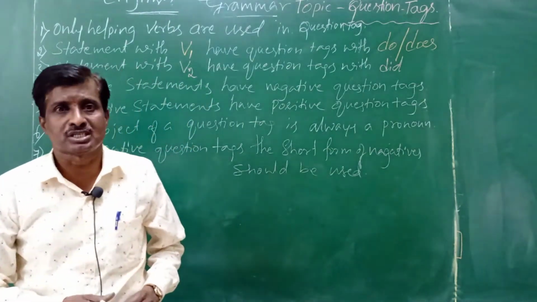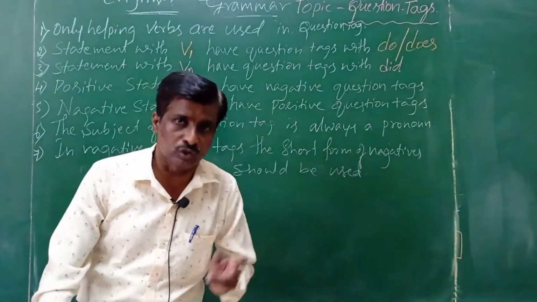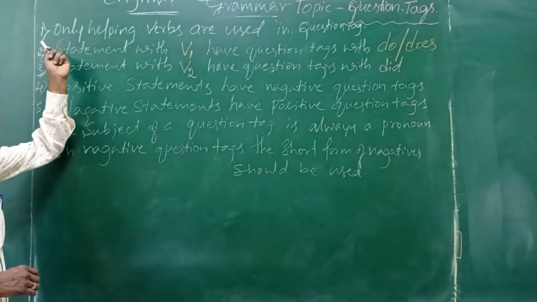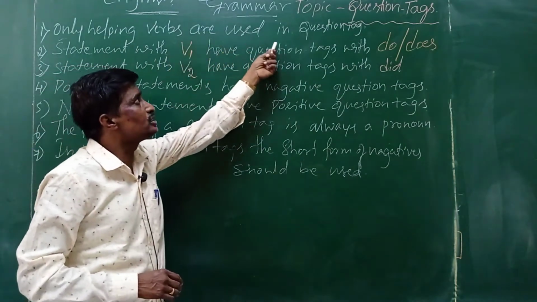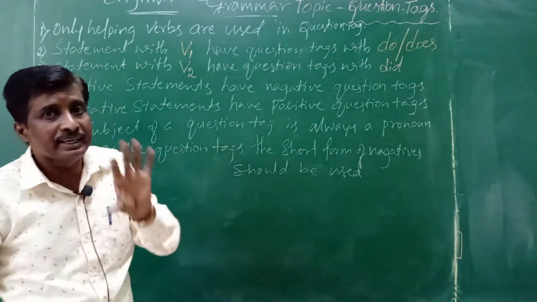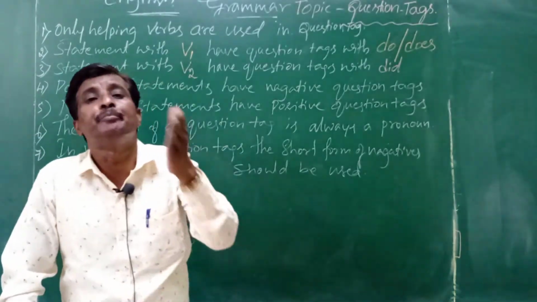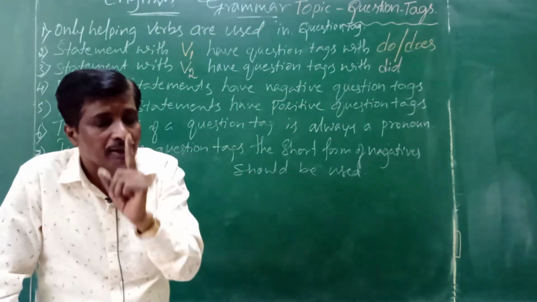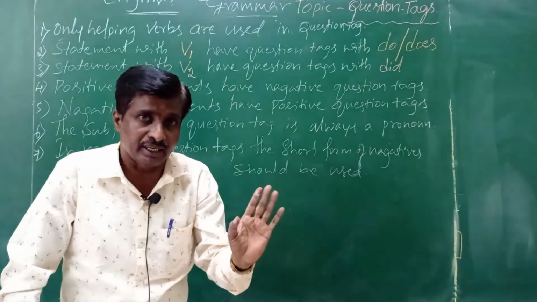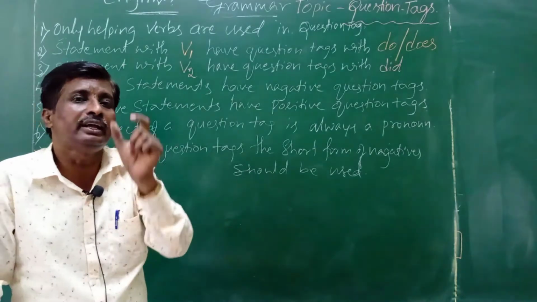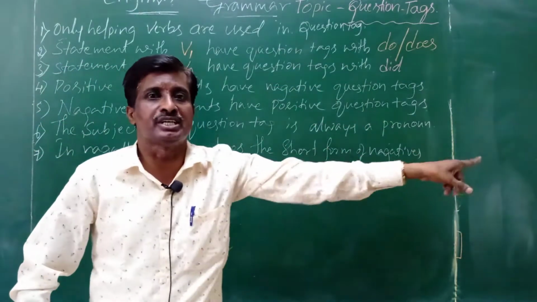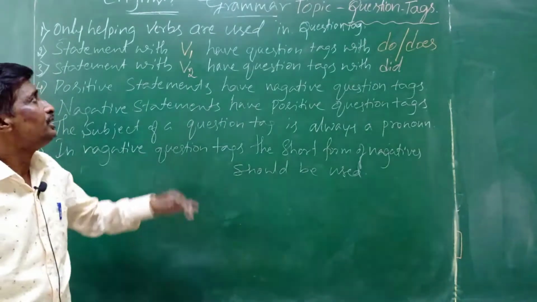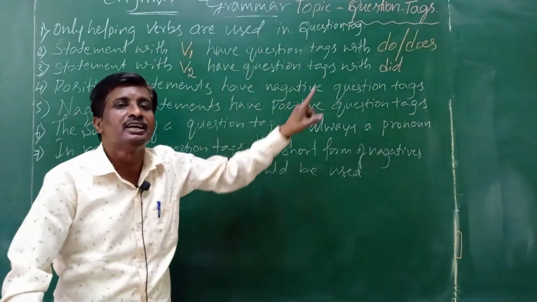Okay, come on, let us discuss the rules. Which are those rules? Children, please look here. Rule number one: only helping verbs are used in question tag. See, in a sentence, helping verb is also there and main verb is also there. We should not use main verb in question tag. Only helping verbs are repeated in question tag.